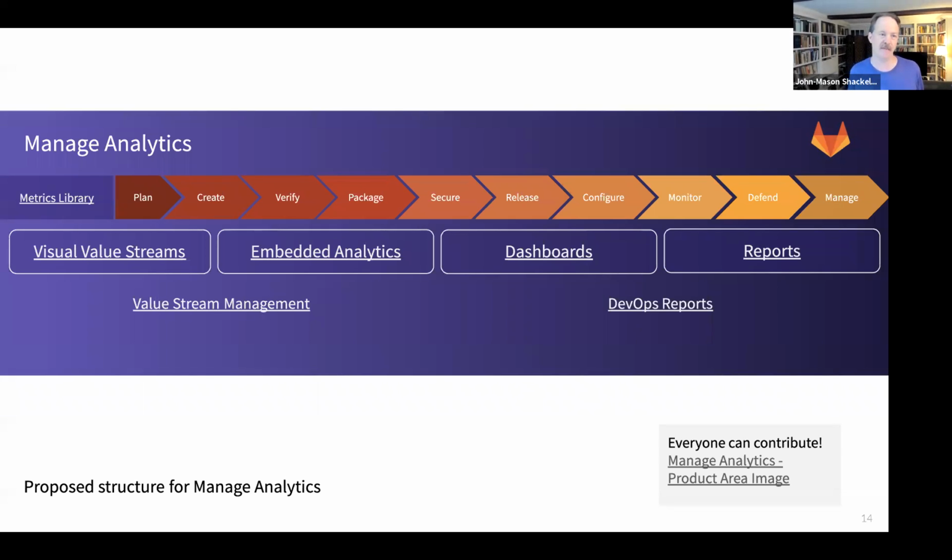Across the top is that metrics library, and the specific kind of drill downs that we have talked about, like planning analytics, code analytics, and so on, really start to point to subcategories of that metrics library. Please feel free to explore this. It's all hyperlinked to issues and epics where there's a lot more detail.